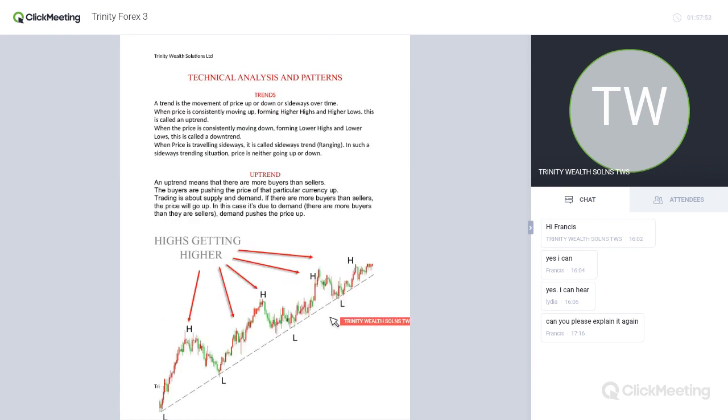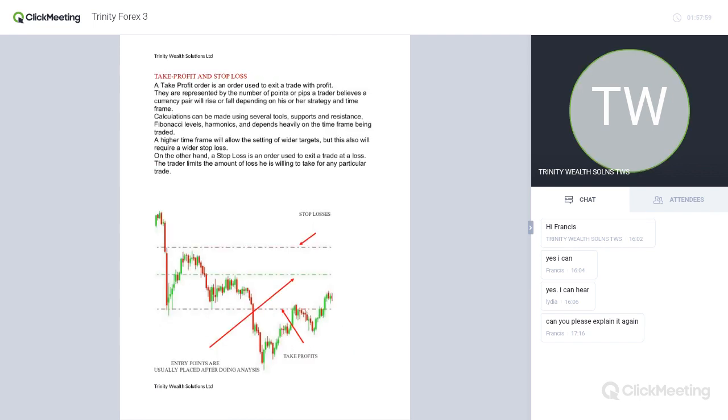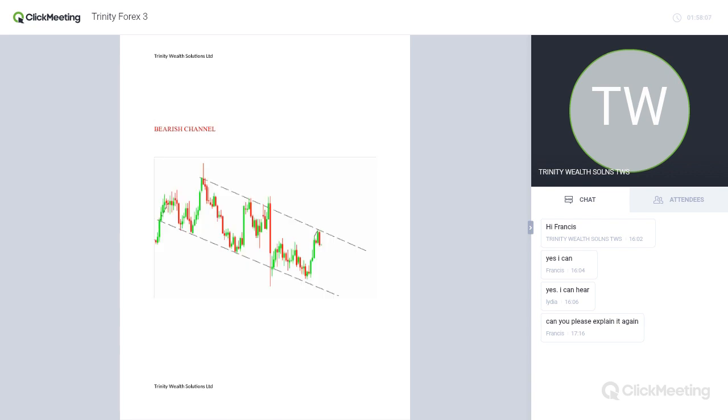Great, I want us to stop there. Unless there is a question, then tomorrow we can go into details about support and resistance and see other patterns. Any question?